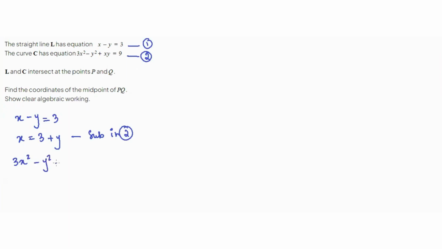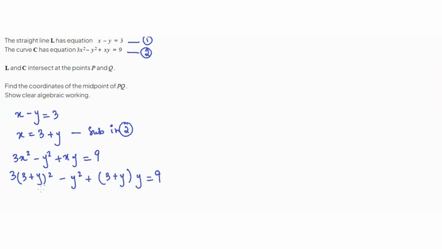So that's going to give us 3x squared minus y squared plus xy equals 9. And this would change into 3 times (3 plus y) whole squared minus y squared plus (3 plus y) times y equals 9. So (3 plus y) whole squared is basically 3 squared plus 2 times 3 times y plus y squared, minus y squared plus 3y plus y squared. So we expanded the bracket over here.